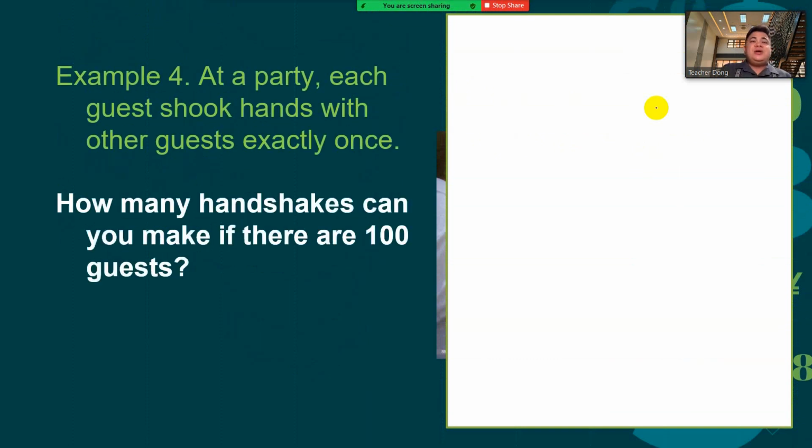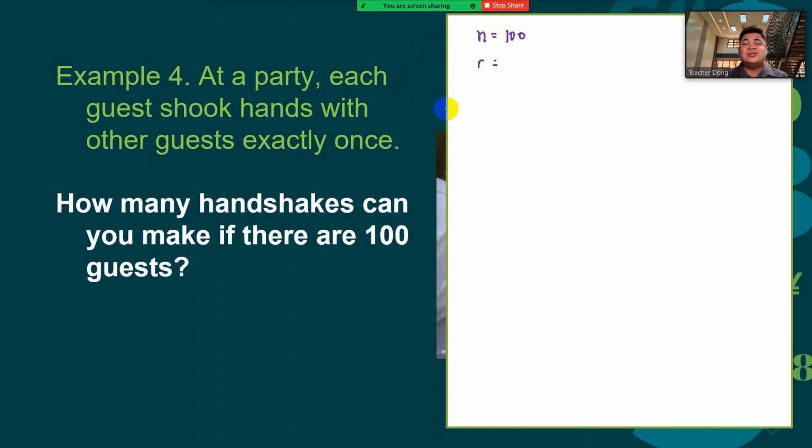Alright, so at a party, each guest shook hands with other guests exactly once. How many handshakes can you make if there are 100 guests? So your N here is 100 because there are 100 guests. But the thing is, how many handshakes? Your R is not yet present, but if you're going to analyze this one, you have to count your hands so that you can shake hands with the 100 persons or guests.